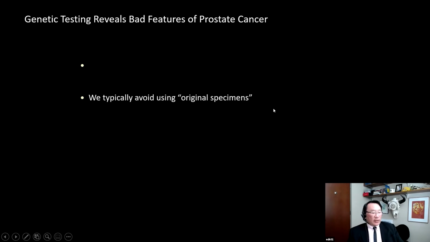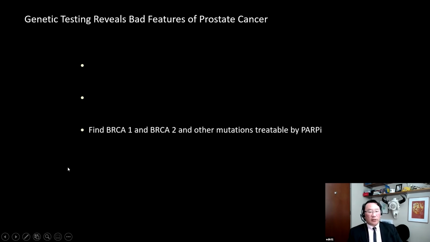We typically avoid using original specimens. I have lots of patients that come in and they say, well, you know, I'm on my 4th treatment and now my doctor is looking at my prostate specimen from 20 years ago. I'm not sure that the original specimen is as relevant to the genetics of the cancer as here and now. So typically, we do not look at original specimens for genetic testing.